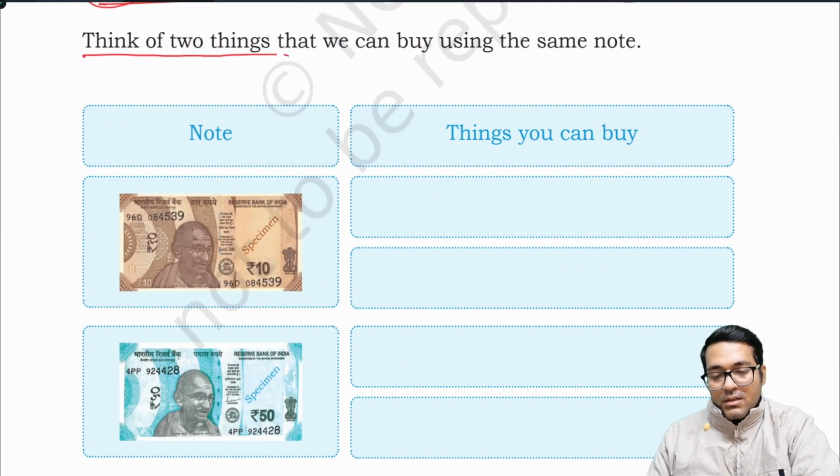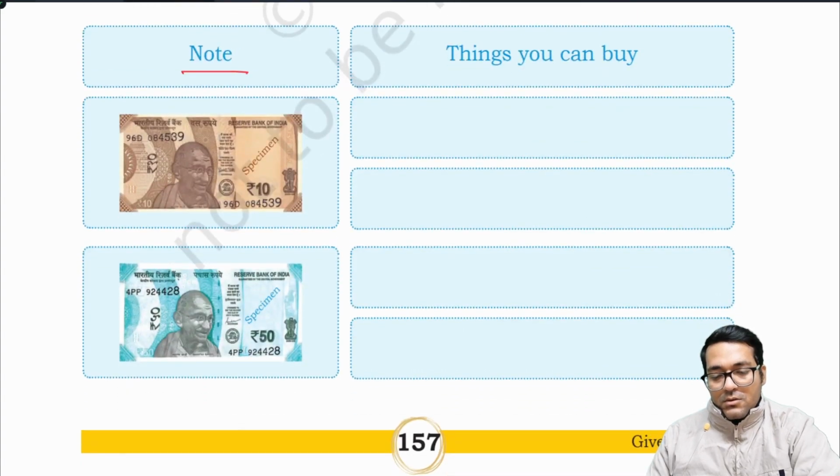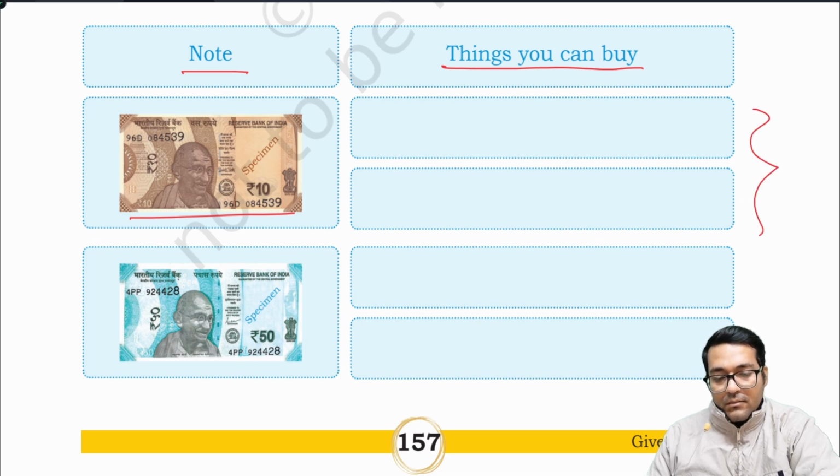Think of 2 things that we can buy using the same note. Note, things you can buy. With a 10 rupee note, you can buy a packet of chips or a packet of biscuit or half a kg salt, etc. You can write it here. Similarly, with a 50 rupee note, you can buy a 1 kg sugar packet or something else. Kindly think and write.